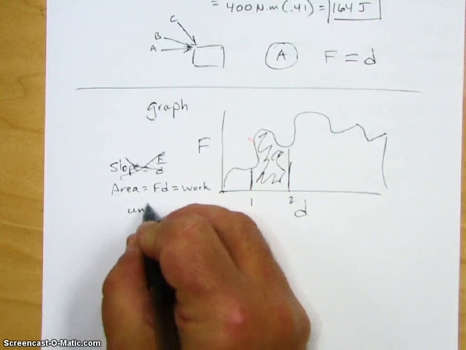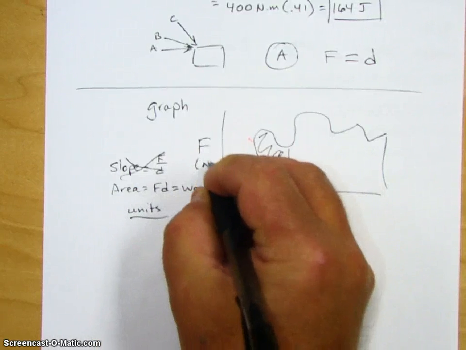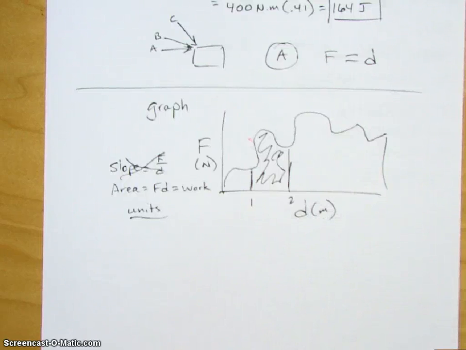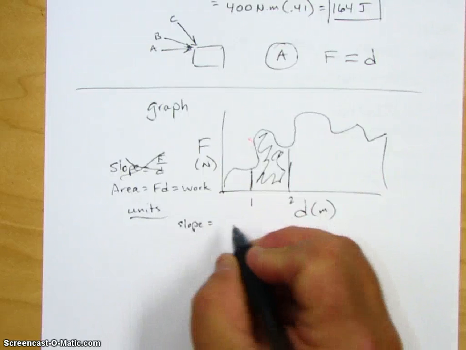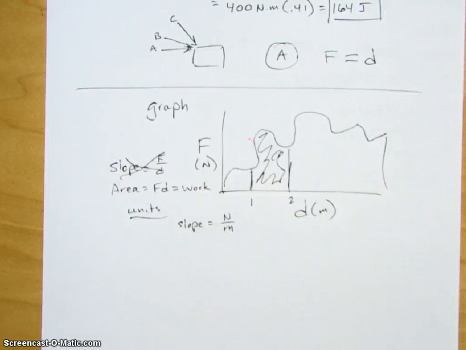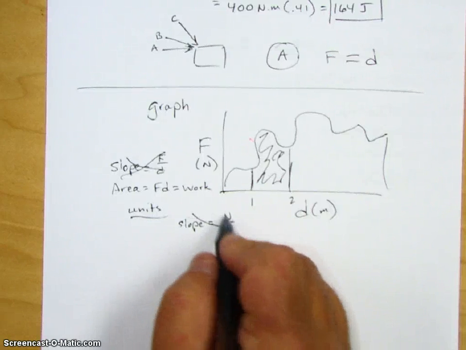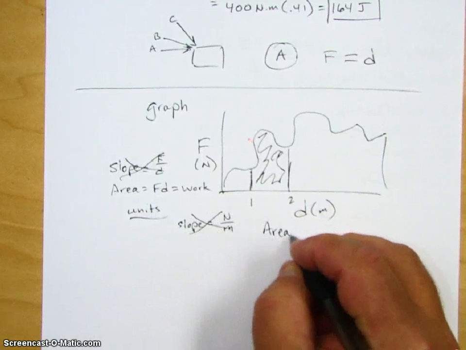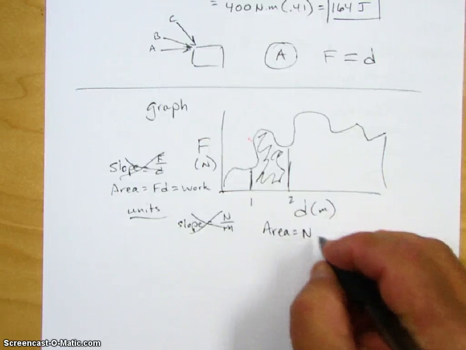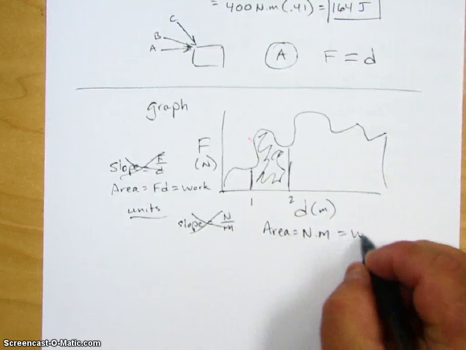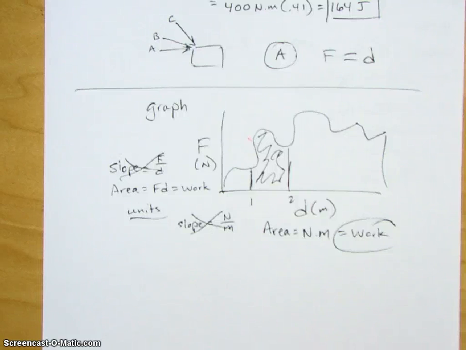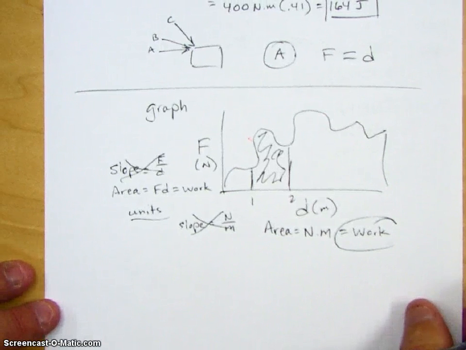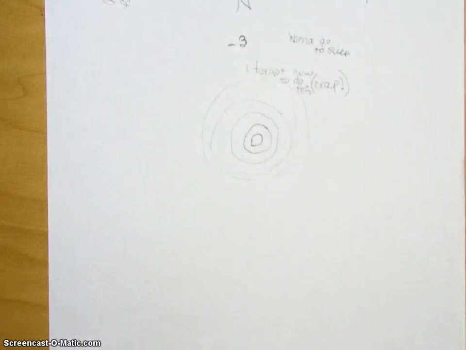Now, if we do it with units, we know that force is going to be in newtons and distance is going to be in meters. My slope is going to be newtons divided by meters. It's not something I've seen before. The area is going to equal newtons times meters, and of course we know that that's work. Anytime you have a graph, you can do that. Does the slope tell you something? Does the area tell you something? Okay, let's do a sample problem.